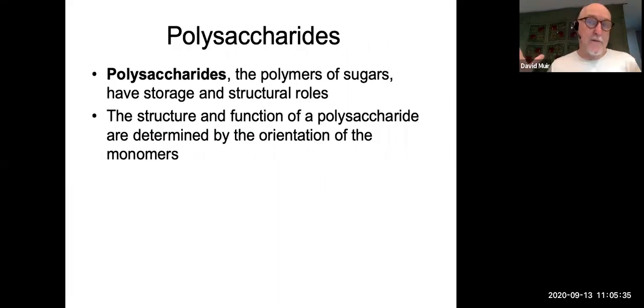We can carry on doing that. We can carry on adding monosaccharides one after the other, and when we do that, we start to create other compounds. And these are the polysaccharides. Once you get past disaccharide, you start to think about polysaccharides. And here is an instance where structure and function are intimately tied to one another, because a slight change in the orientation of the monomers can radically alter the whole nature of the polysaccharide.